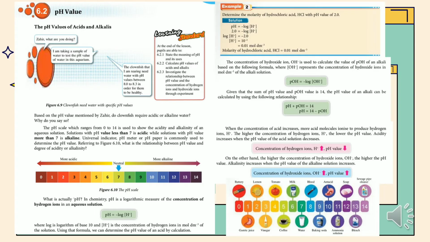In subtopic 6.2, students will mostly learn about the pH. pH is a logarithmic measure of the concentration of hydrogen ions in an aqueous solution. Students will also learn about the uses of the pH. Besides that, students will learn how to calculate the pH value of acids and alkalis using the formula. Next, students will investigate the relationship between pH value and the concentration of hydrogen and hydroxide ions through experiment.